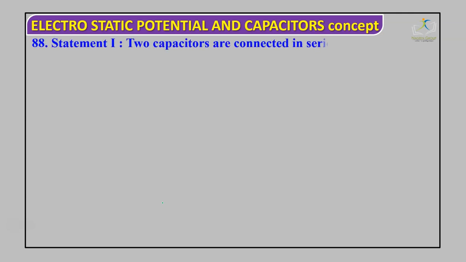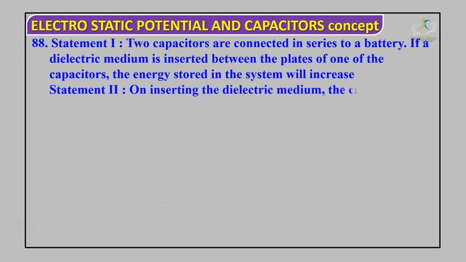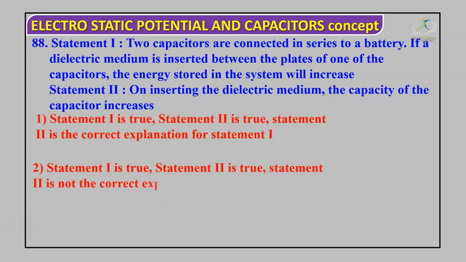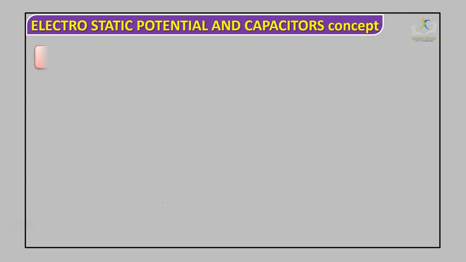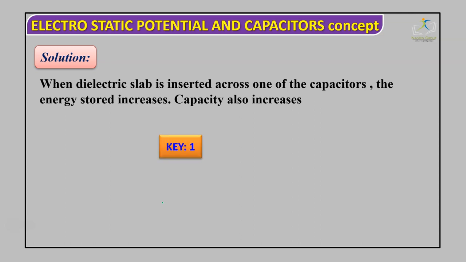Next question we have, again assertion reason type. Statement 1: two capacitors are connected in series to a battery. If a dielectric medium is inserted between the plates of one of the capacitors, the energy stored in the system will be increased. Second statement, on inserting the dielectric medium, the capacity of the capacitor increases. We have these options. The correct answer for this question is option first. Let us see the solution. When a dielectric slab is inserted across one of the capacitors, the energy stored increases. Capacity also increases. Hence, the correct option is first.